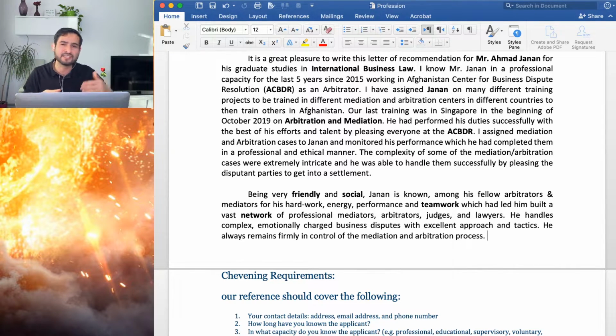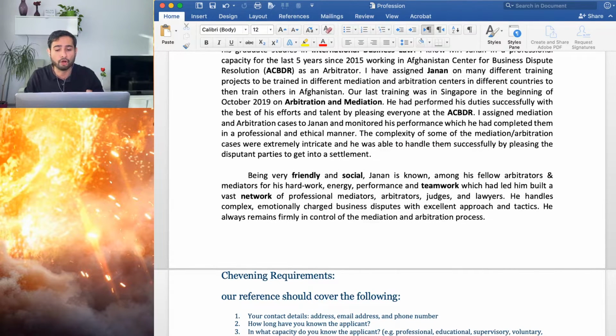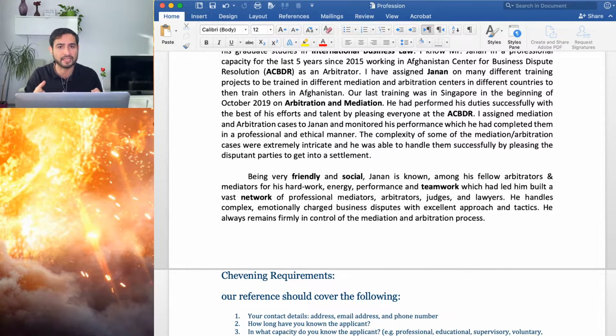Everybody can say, well, he's an excellent professor, he's an excellent employee. But by excellent, you have to give at least one example. That is why I have the example here. It always remains firmly in control of mediation and arbitration process. Why I use this, for those of you who are not lawyers, when you are in a court, the environment of the court, right? Mediation and arbitration, let's say for non-lawyers, 100% it is the same. It's not, but let's say it's the same.